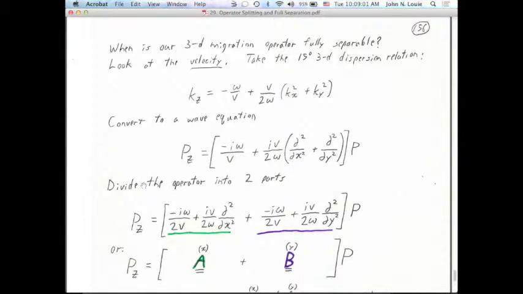when is our 3D migration operator fully separable? Okay, we're going to look at the velocity, of course, and we'll do it through the lens, so to speak, of the 15 degree 3D dispersion relation. So that says that dk dz, which we use, that's the vertical gradient of the wave field. I'm sorry, that's k sub z, right? Which is the Fourier dual of d dz. So that's the wave number that gives us the vertical derivative of the wave field, which is what we need for downward continuation.